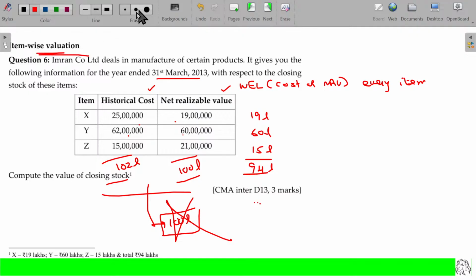Item wise valuation. This is not correct. But in this case, I directly gave the two values, and whichever is lower of these two values for X, Y, Z items is separately calculated.